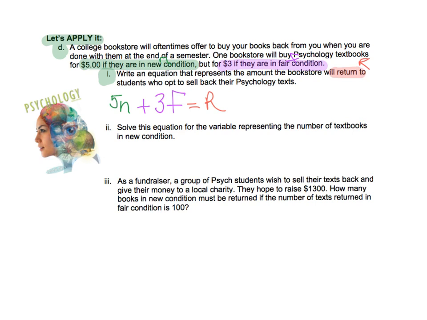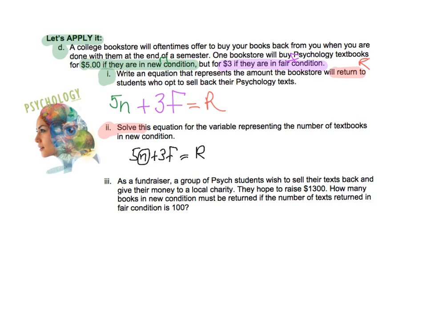All right, on to part 2. It now says, hey, solve this equation. So I'm going to solve my equation from the previous step for the number representing the new books. So let's go ahead and do that. I'm going to take my equation here, which was 5n plus 3f equals my R, and they're asking me to solve for the new books.